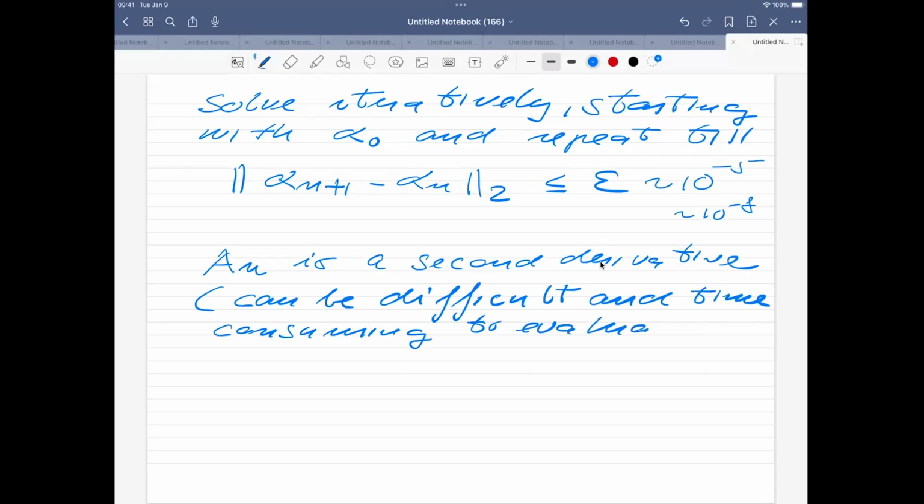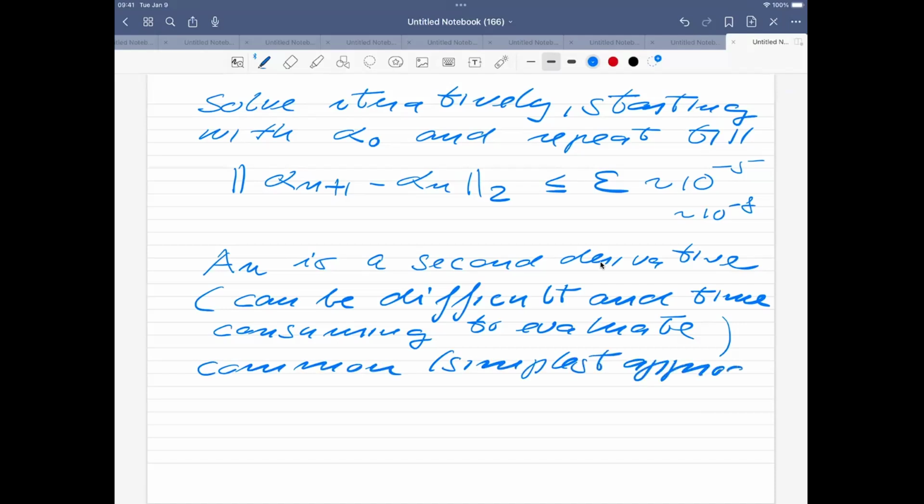So what we are going to discuss are different strategies for actually evaluating or replacing the evaluation of this second derivative. So it's common, and this is the very simplest approach, to replace it by a constant. And in the machine learning literature, this is called the learning rate.